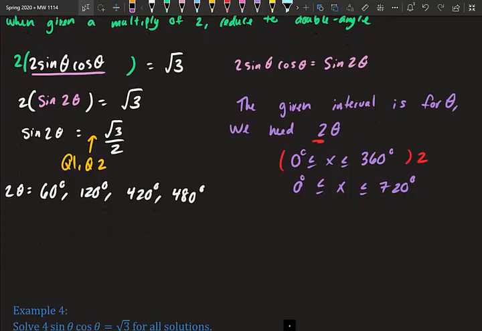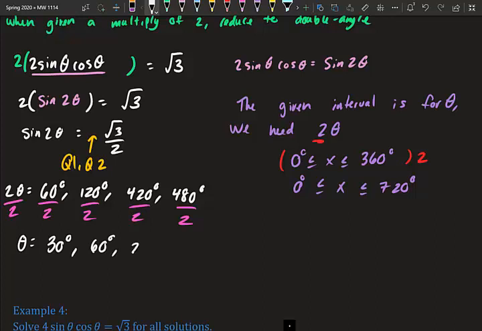Now we have our solutions for 2 theta, so I need just theta. To get just theta, I need to divide everything by 2. So we have theta equals 30 degrees, 60 degrees, 210 degrees, and 240 degrees. So our solution set is 30 degrees, 60 degrees, 210 degrees, and 240 degrees.